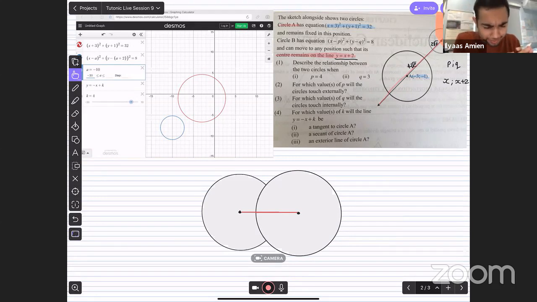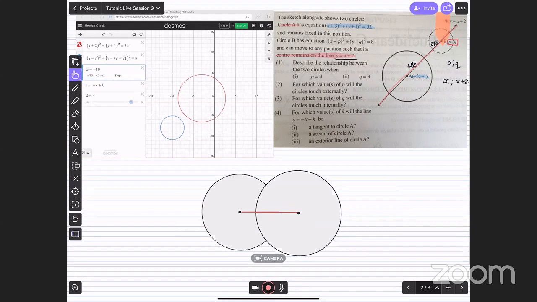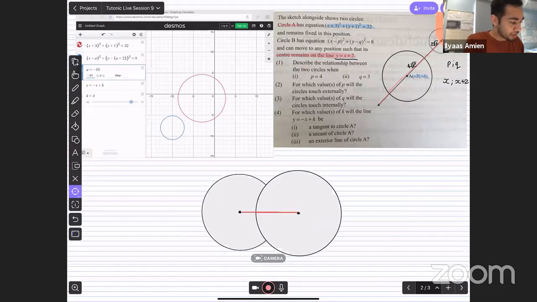Do you see that? Yes. Okay. So that's all they want to know here. They want to know, are the circles touching? Are they intersecting? Are they away from each other? And the way you can prove that is by using this technique that I've shown you here.